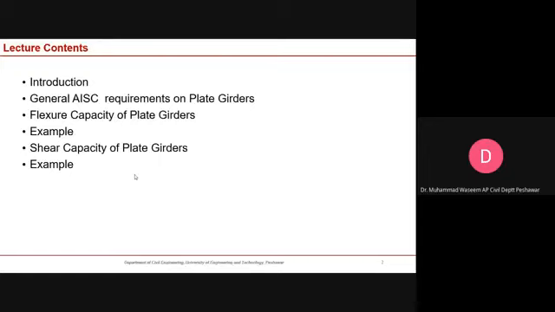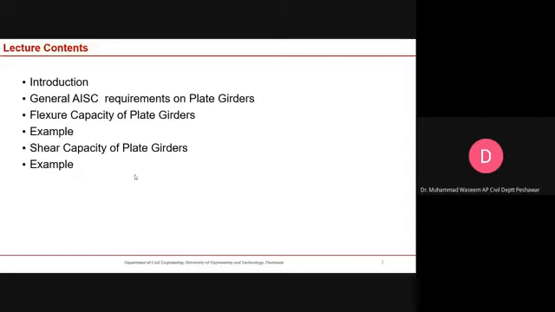First we will have an introduction to plate girders, like what we call plate girder, how do they look like, what are the different components of plate girder. Then we will go through the American Institute of Steel Construction requirements or recommendation about plate girders. There are some guidelines regarding the selection of plate girders.